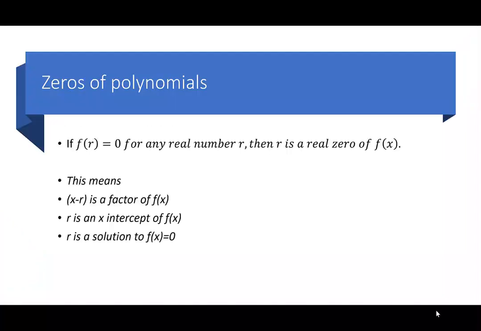If f of r is equal to 0 for any real number r, then r is a real 0 of the function f of x. And this means a lot of things. It means that x minus r is a factor of f of x. It means r is an x-intercept of f of x, and r is a solution to f of x equals 0. So we get multiple things out of this one little piece of information.